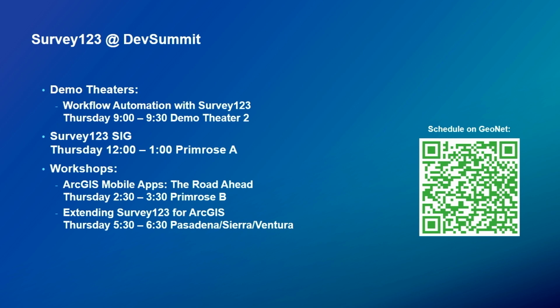We've got a great presentation from the Imperial Irrigation District on how they're using Survey123 to meet their workflows. After that, we're happy to have a whole bunch of questions, answers, and other frivolity. As I also mentioned, we have the Extending Survey123 session at 5:30, just a bit further down that way. And then also I wanted to note the ArcGIS mobile apps, the Road Ahead session, covering not only Survey123, but the rest of our mobile applications. That's at 2:30 in the Primrose B room, which is over by the expo area.